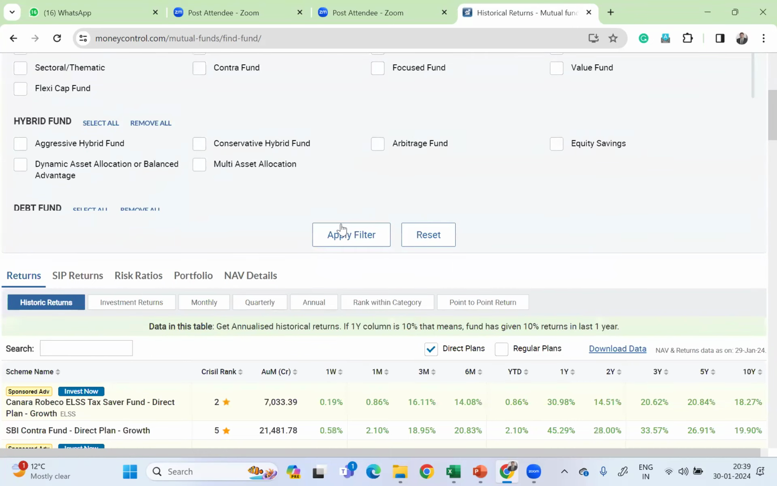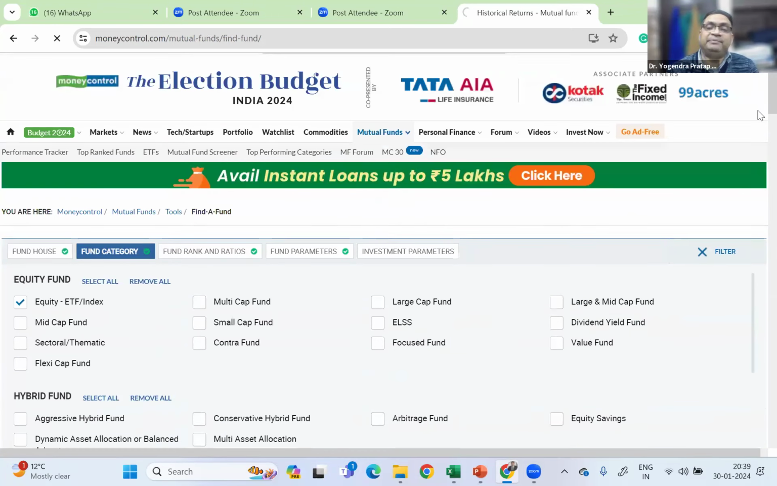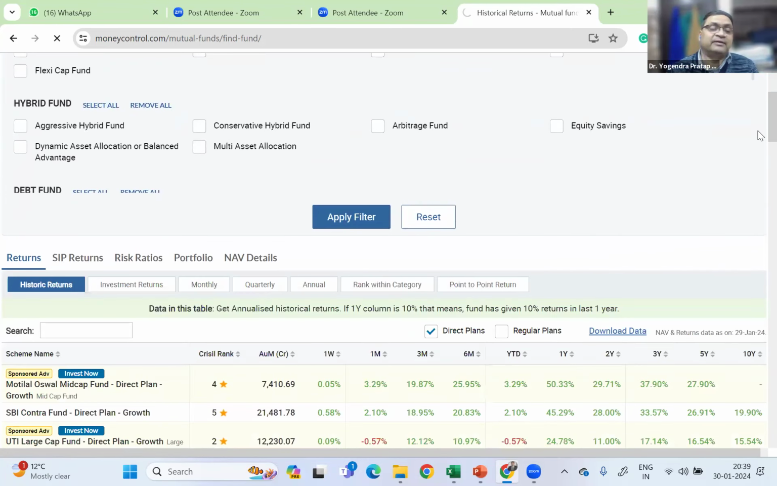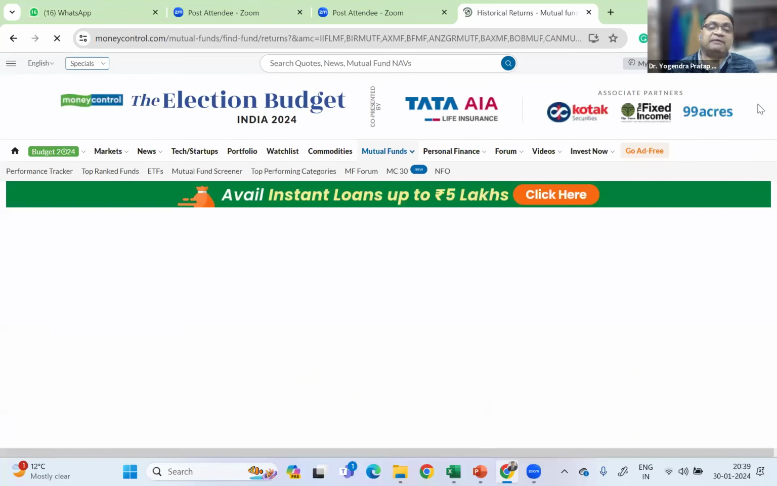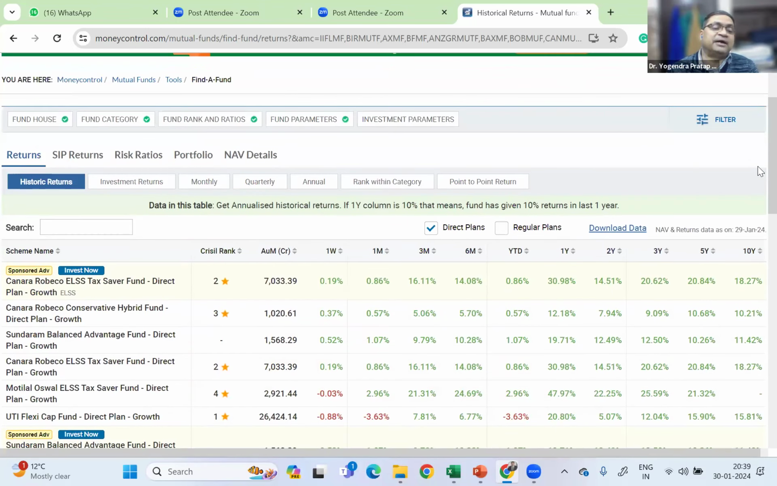Tomorrow, I will tell you one or two most innovative products like Nifty Bees. If you want to invest into the market, these are just replicas. It is not an index fund. It is just a replica of the market.